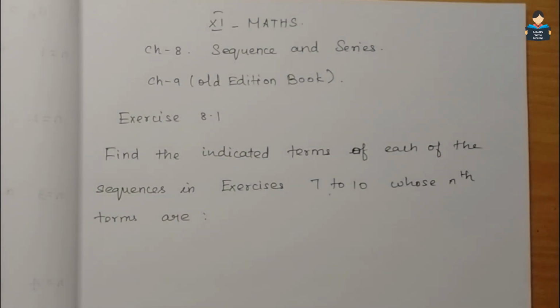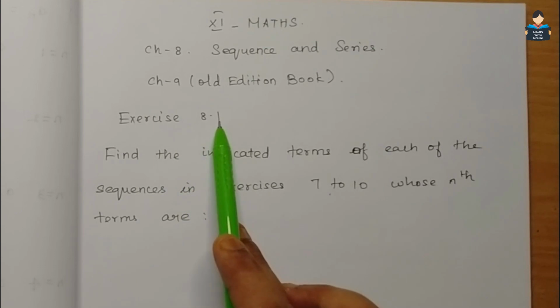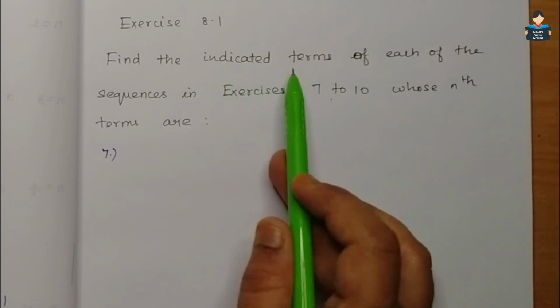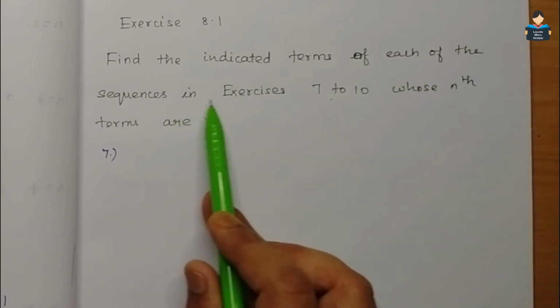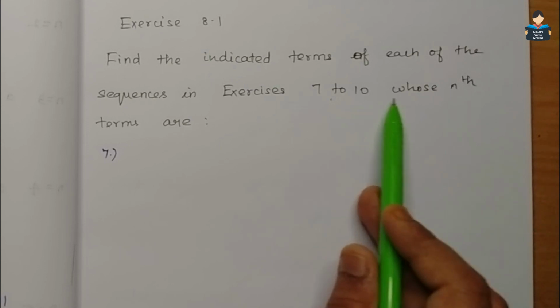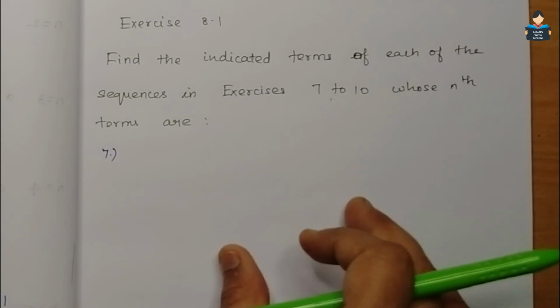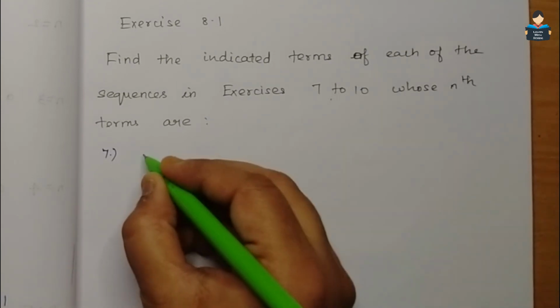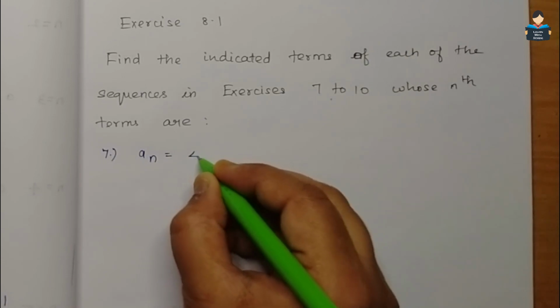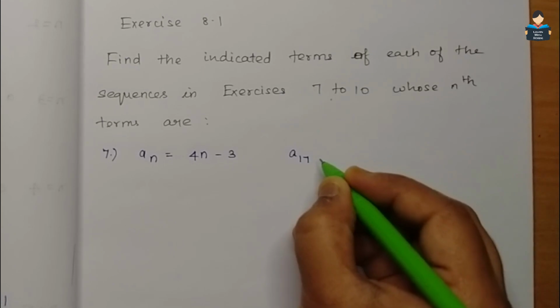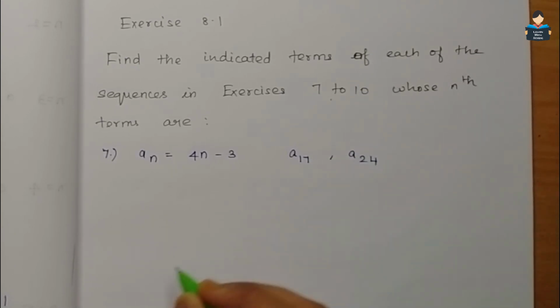In this video, 11th standard Maths, Chapter 8 Sequence and Series, Old Edition Book Chapter 9. This is exercise 8.1, question number 7. Find the indicated terms of each of the sequences in exercises 7 to 10, whose nth terms are given. So the nth term is given and we have to find the terms. Here a_n is equal to 4n minus 3. They have asked us to find a17 and a24.